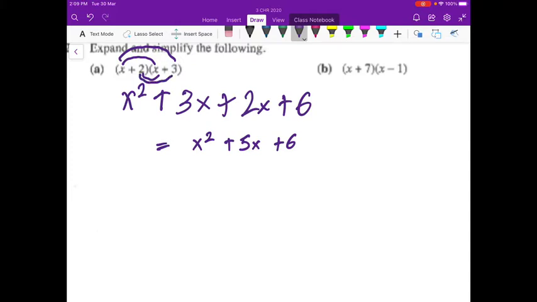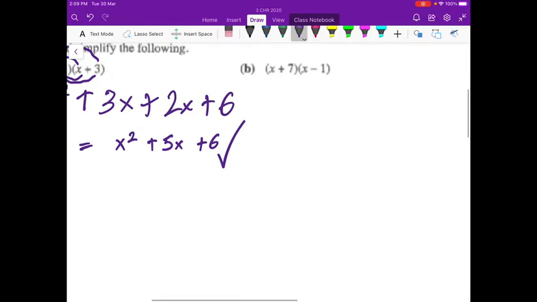I check whether this is correct. Okay, put on the equal sign. X squared plus 3x plus 2x plus 6. Okay, correct. Okay, now next one. Part B. Part B.